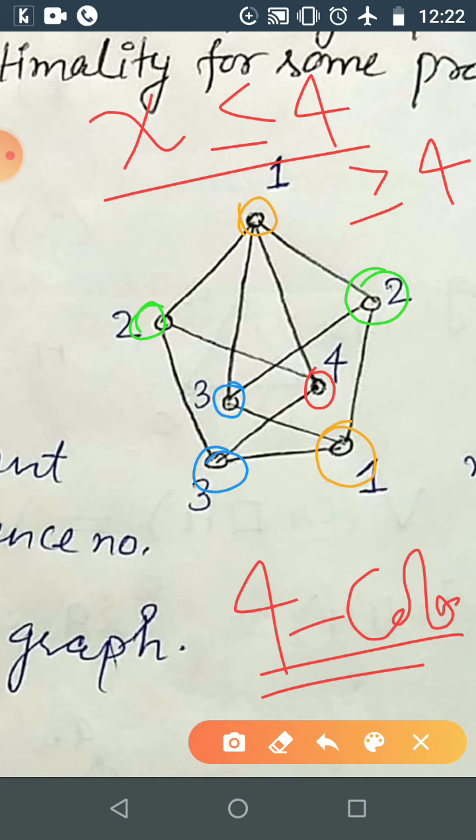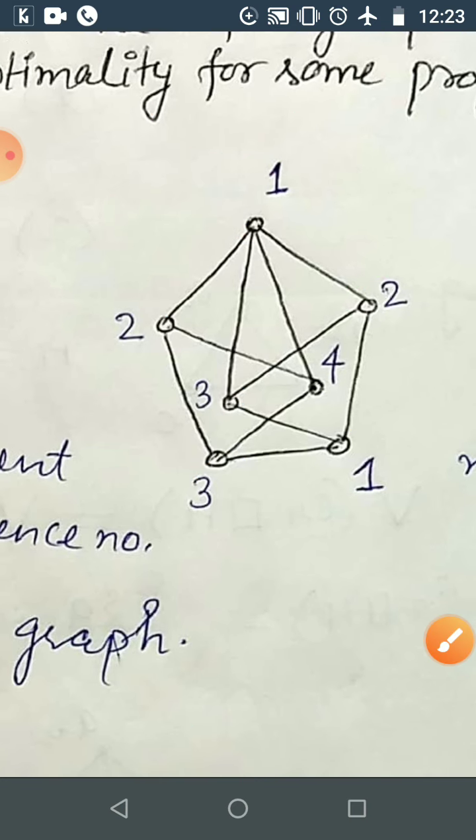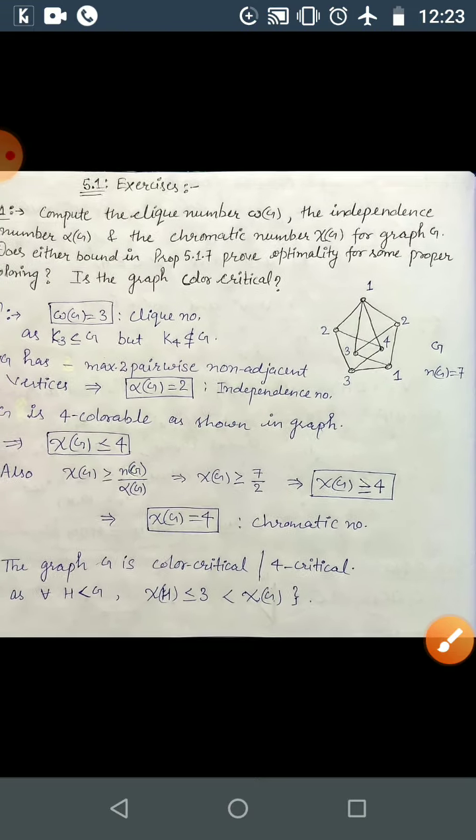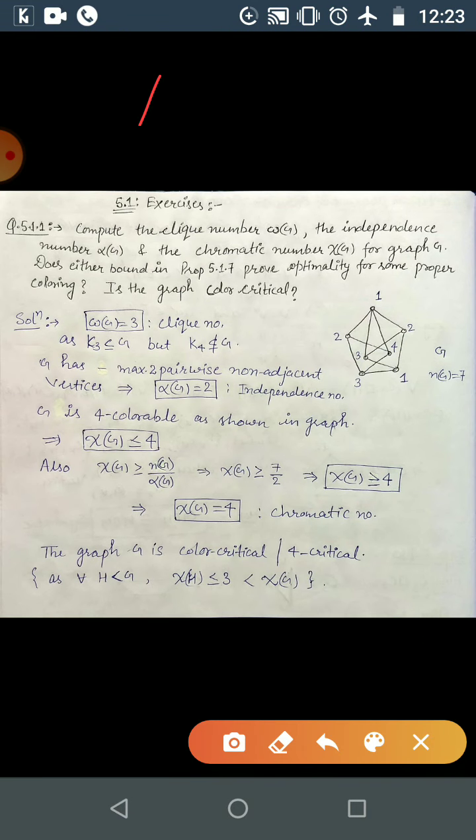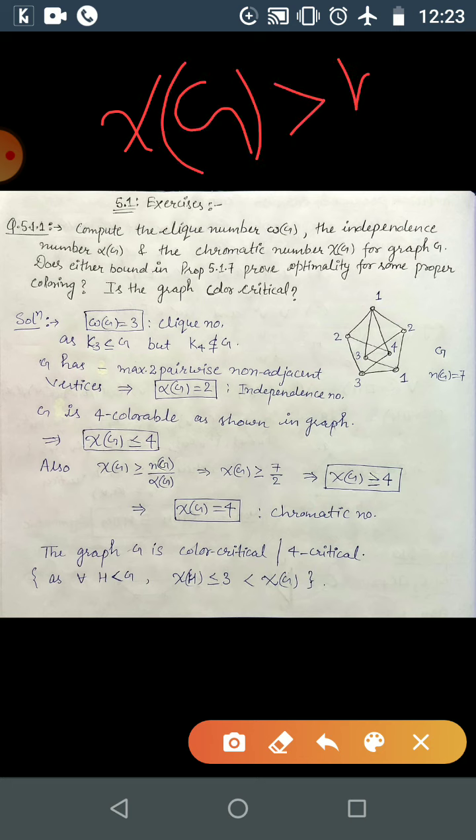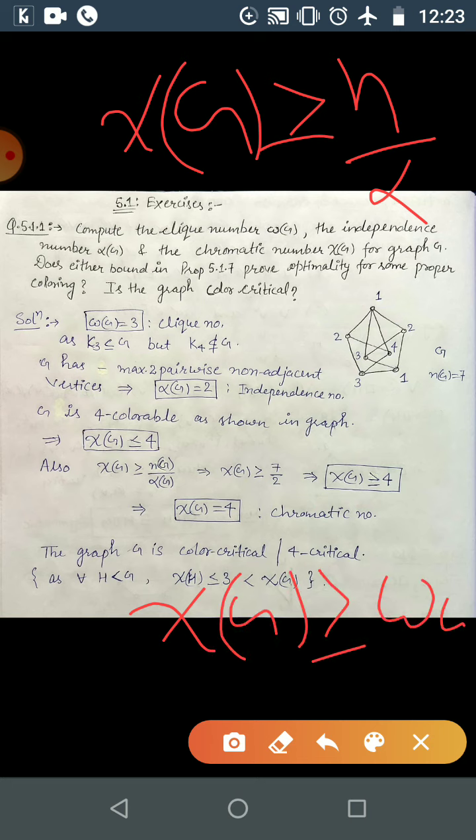Okay, so let's use some inequality from proposition number 5.1.7, that if you have the clique number, the independence number and the order, then the chromatic number will be greater than or equal to n by alpha. Correct? And obviously the chromatic number is also greater than or equal to the clique number. Correct? So from this condition we are getting 3 greater than or equal to 3. So this is not helping, because we want to get greater than or equal to 4.